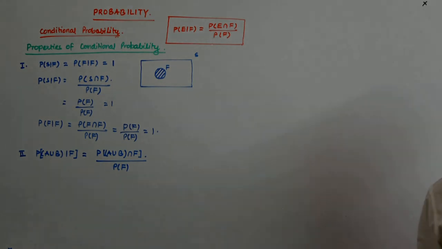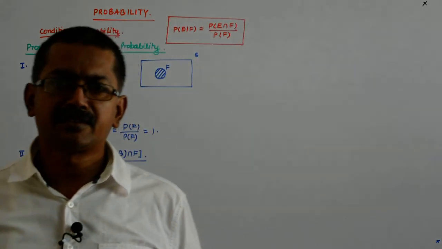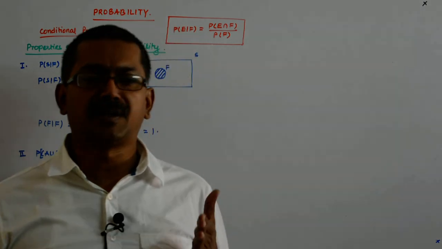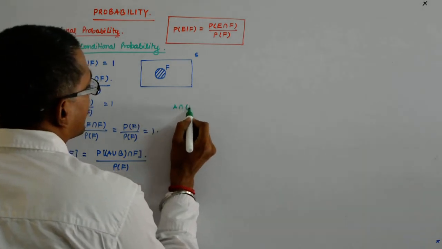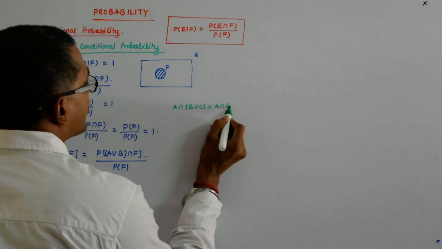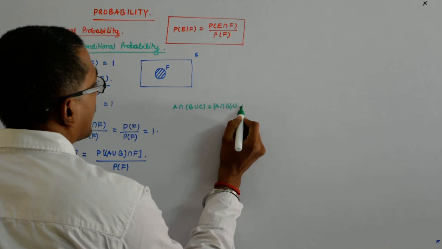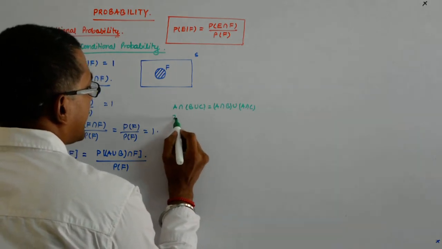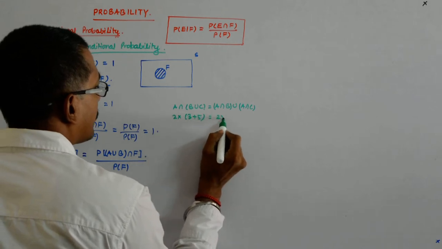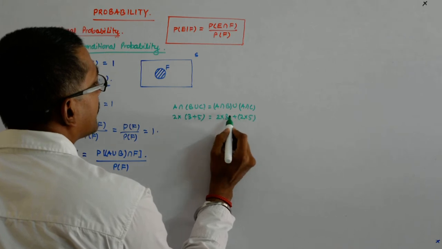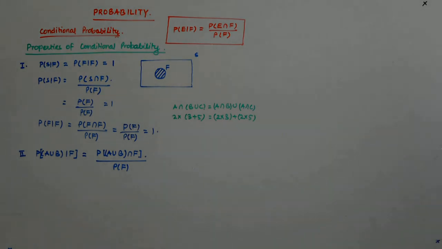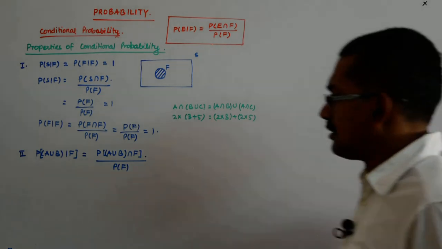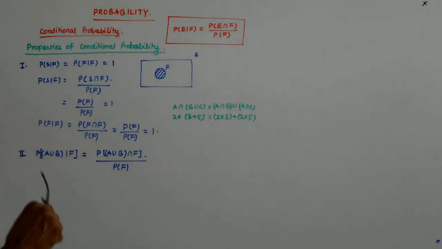You must have read one thing about intersection, the property that intersection distributes over union in the same way as multiplication distributes over addition. What does that mean actually? It means that A intersection (B union C) will give you (A intersection B) union (A intersection C). In the same manner as 2 into (3 plus 5) is equal to 2 into 3 plus 2 into 5, intersection distributes over union. So what will this give you?